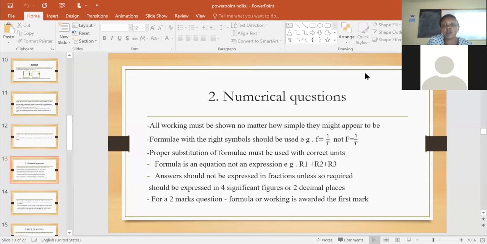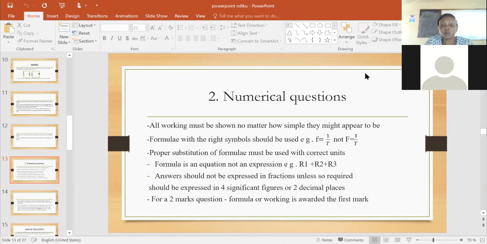An example of where we can have an answer expressed as a fraction is in transformers. You can be asked to give the ratio of the number of turns in the primary to the number of turns in the secondary. In that case, it must be a ratio. But unless it is a case like that, any other calculated answer must always be left in decimals, leaving 2 decimal places or giving the answer to at least 4 significant figures.